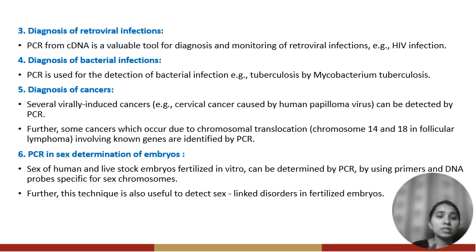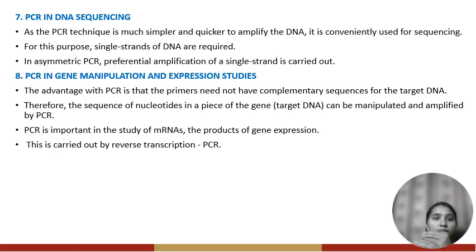So next is the sex determination of embryos. The sex of human and livestock embryos fertilized in vitro can be determined by using the PCR. Further, this technique is also helpful to detect sex-linked disorders in fertilized embryos. In the next application, PCR in DNA sequencing, the technique is much simpler and quicker to amplify the DNA, and it is conveniently used for sequencing. For this purpose, single strands of the DNA are required.